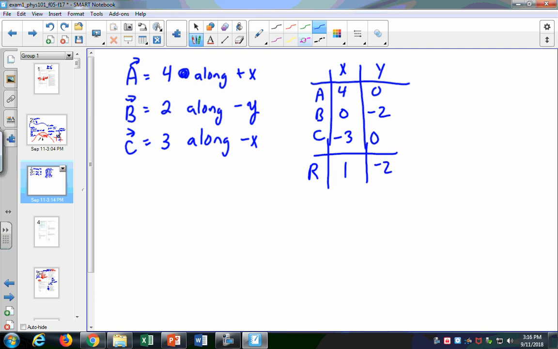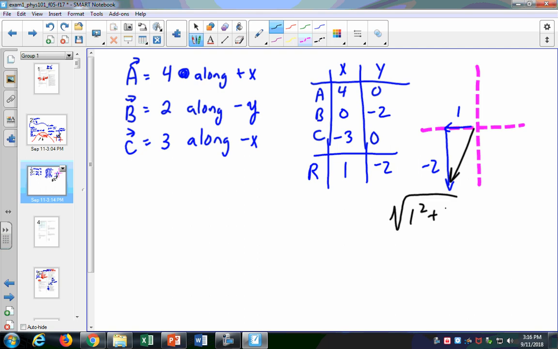And so my final vector, in this case, this is almost verbatim from the test. You have a problem, I think it's like number 23 or 24. X is 1, Y is -2. And I want to know the magnitude of this vector. And to find that, I would say the square root of 1 squared plus 2 squared is the square root of 5, which is 2 point something.